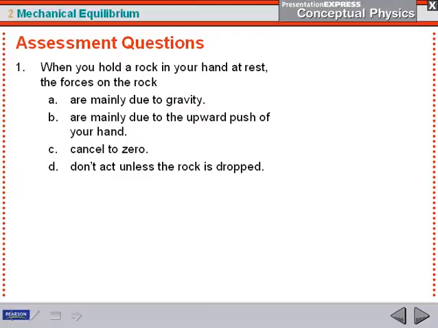Now there's a little quiz at the end here, and we'll just go through the quiz very quickly. You can pause it and try to answer the questions on your own.